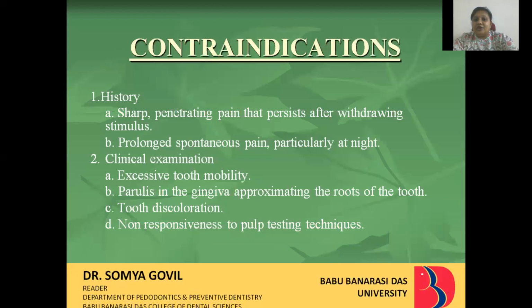Now we will talk about the contraindications. The patient will give a history of sharp, penetrating pain that persists after withdrawing the stimulus, and prolonged spontaneous pain, which can be present during the night time. On the clinical examination, we can see excessive tooth mobility, a parulis in the gingiva approximating the roots of the tooth, tooth discoloration, and non-responsiveness to pulp testing techniques.